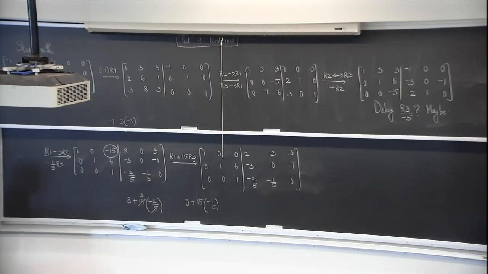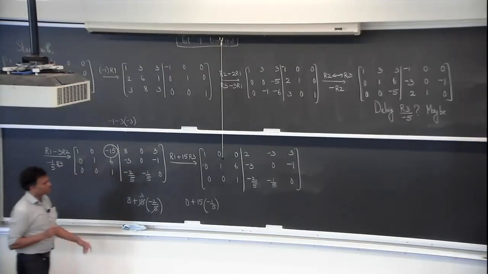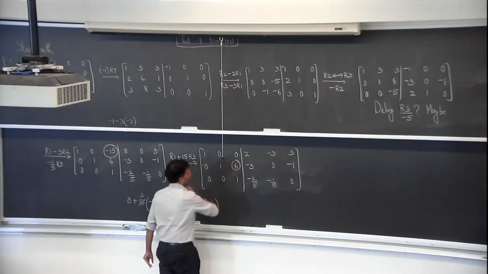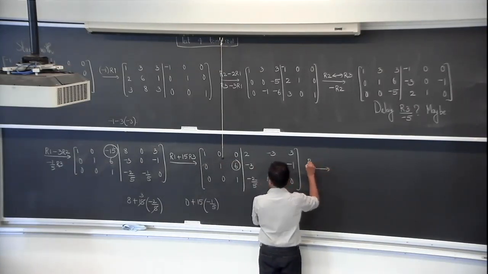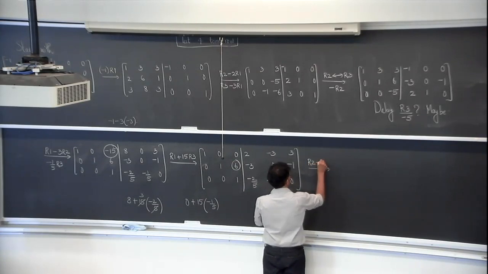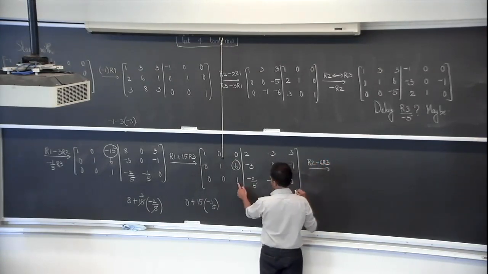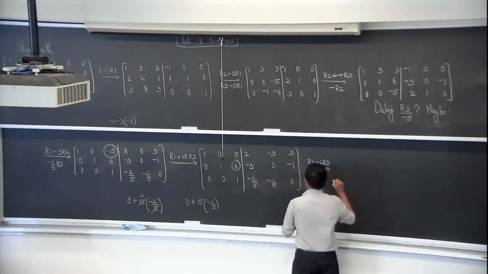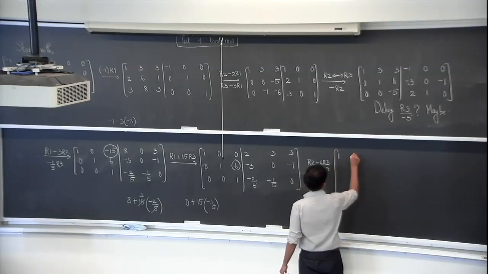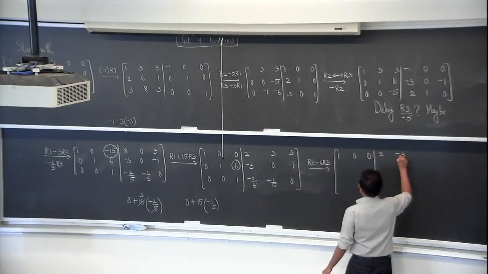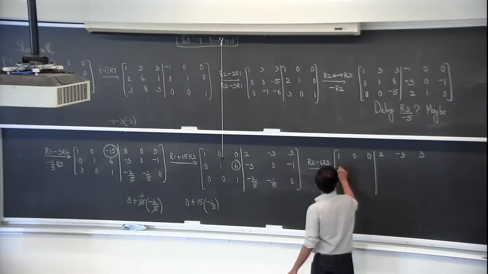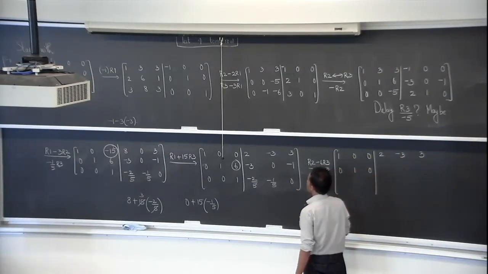Okay, so far? One more thing to go, right? Take care of the 6 and we should be done. So R2 minus 6 R3 using this one as a pivot. Okay. Will give you 1, 0, 0, 2, -3, 3, 0, 1, 0.